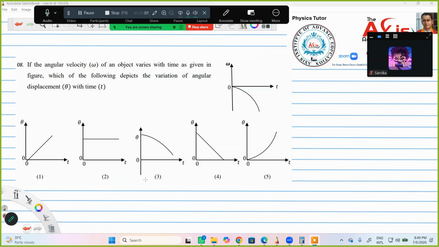If the angular velocity omega of an object varies with time t as given in the figure, which of the following depicts the variation of angular displacement?